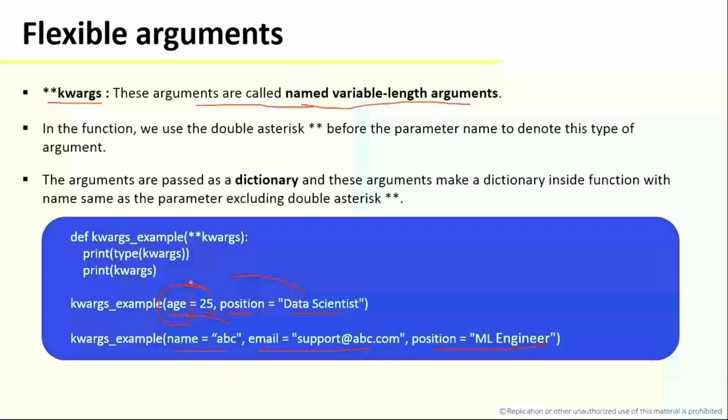Now, age is a key, I can get 25. Position is a key, if I use this, I can get data scientist. If I get email, I'll get support. If I get position, I'll get ML engineer. In this function, we will use double asterisk before the parameter name to denote the type of argument. These arguments are passed as a dictionary. Dictionary will come in the next 3 to 4 classes. Dictionary stores data in the form of key and value pairs. Now shall we demonstrate these two?